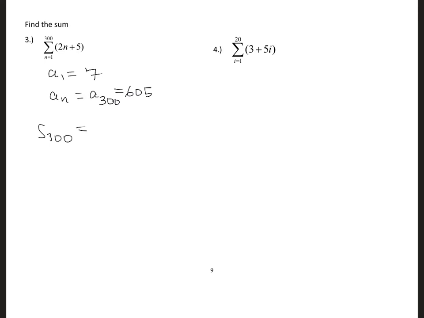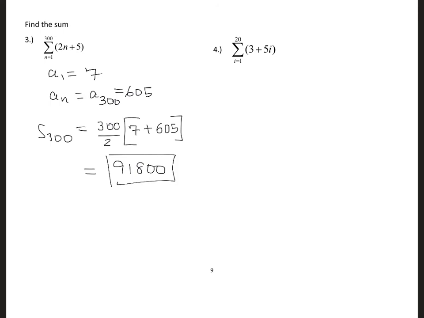I'm going to use the formula n over 2, so 300 over 2, and then the first term is 7 plus the last term, which is 605. When we work this out, we're going to get that number.